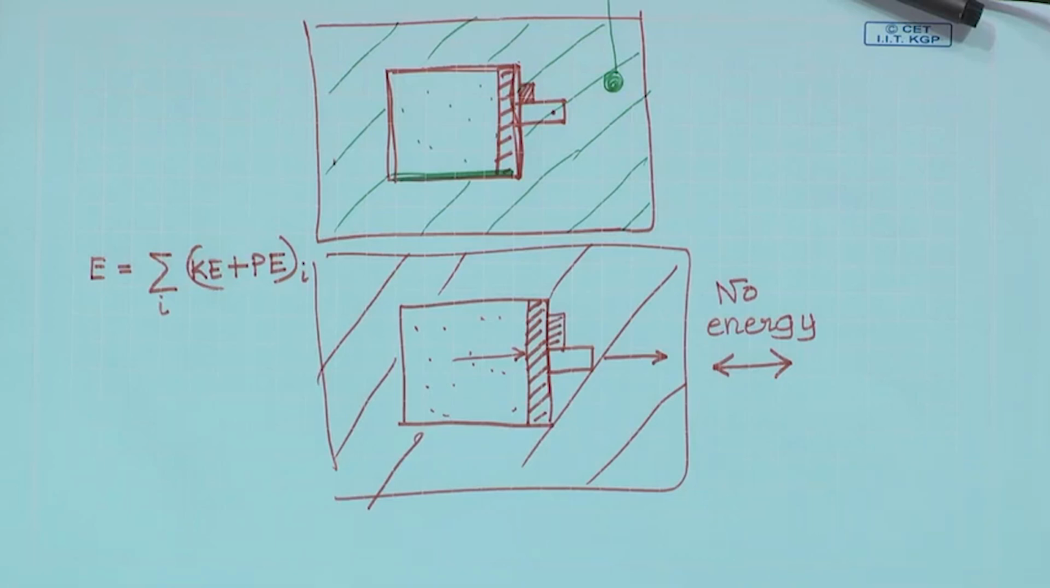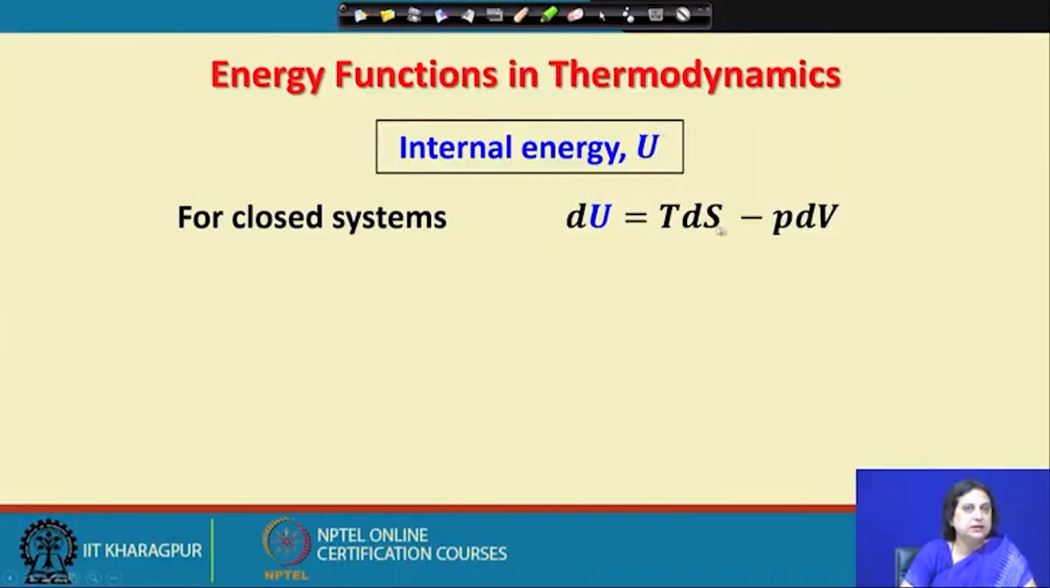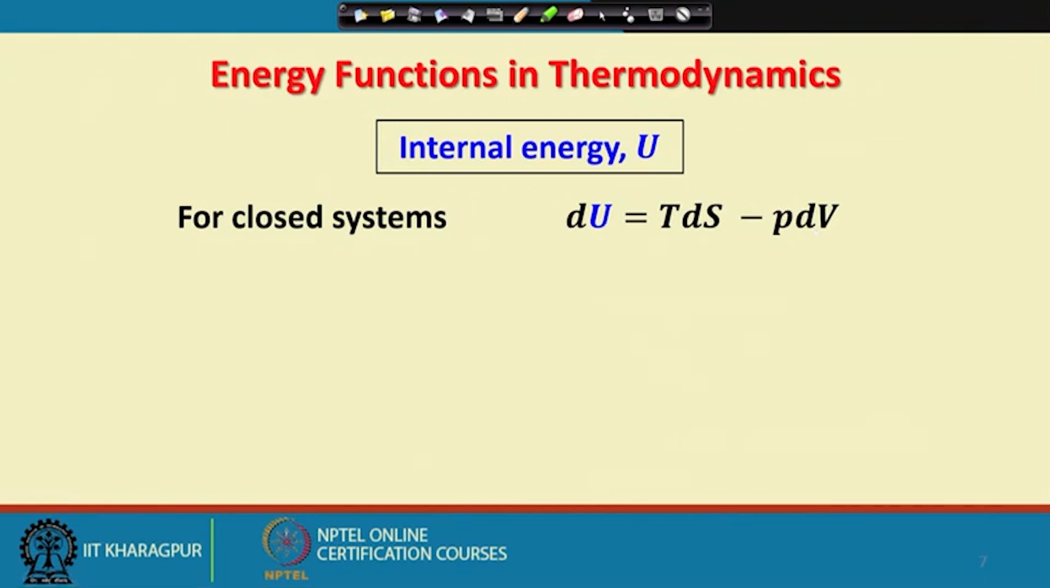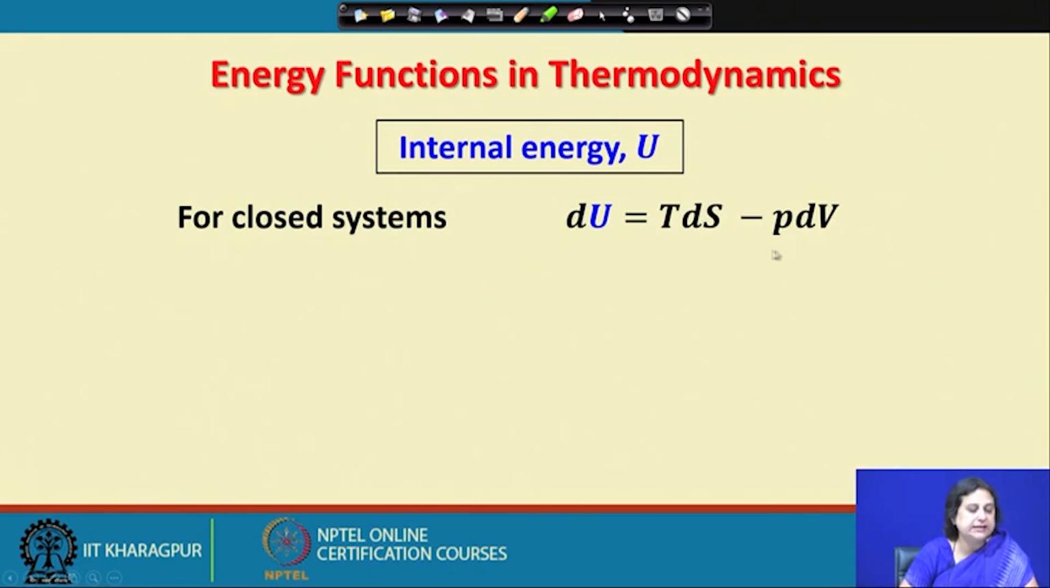Now, if I have an isolated system, then internal energy is this particular energy. What we have learnt is, for closed systems, dU is TdS minus PdV, and this is obtained by combining the first and the second law of thermodynamics. And by the structure of thermodynamics, we know that U is a state function, and therefore dU must act as an exact differential, and this is typically the form of an exact differential.